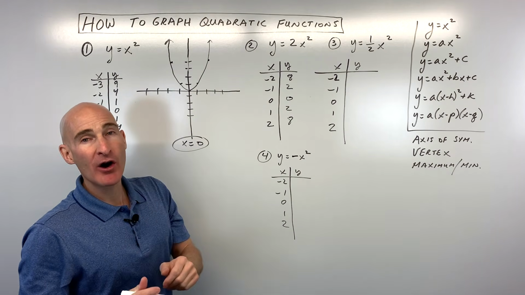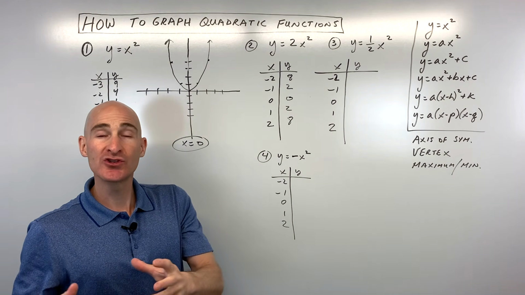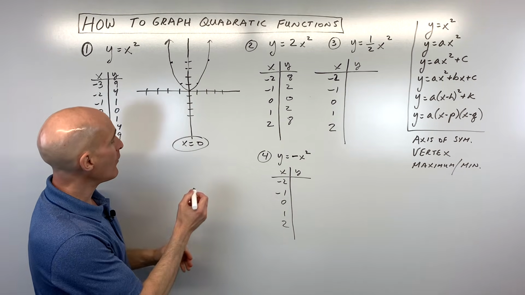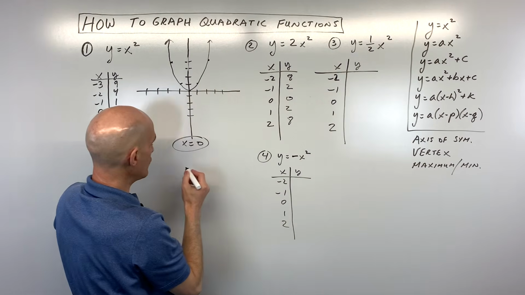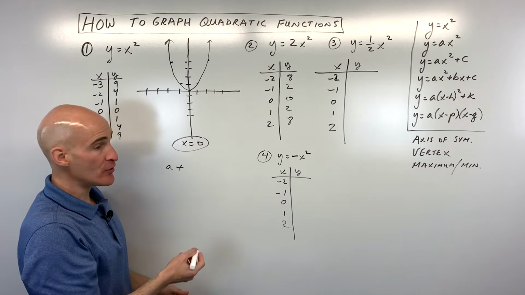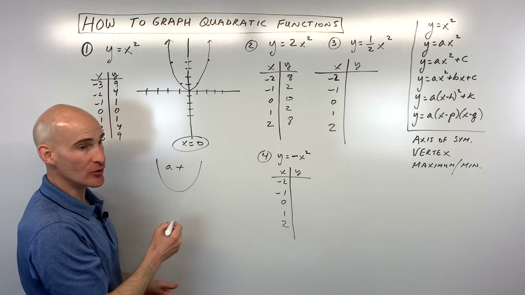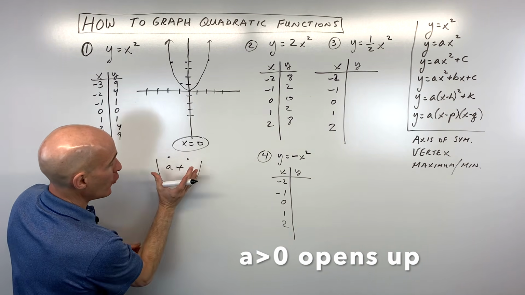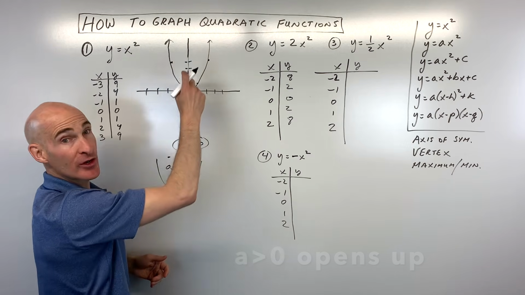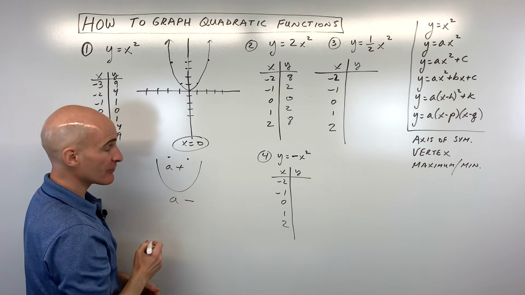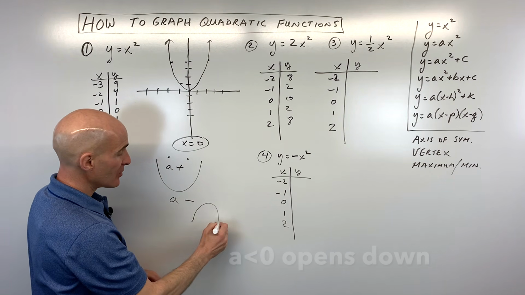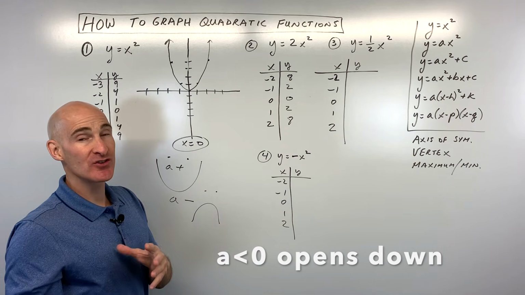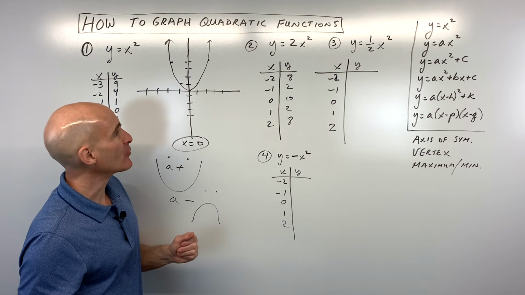The other thing I want to talk about, and this is something that sometimes when I'm tutoring students, their teachers give them different little techniques, and you might find this helpful. When this a value is positive, think about it: when you're positive, what do you do? You smile, right? So you can think of a as positive, that opens up, see that smile? Whereas if the a value is negative, it opens down. See how this is kind of like a frown? So you could use that as a way of remembering, if that helps you.